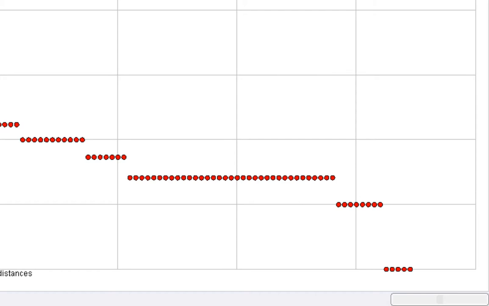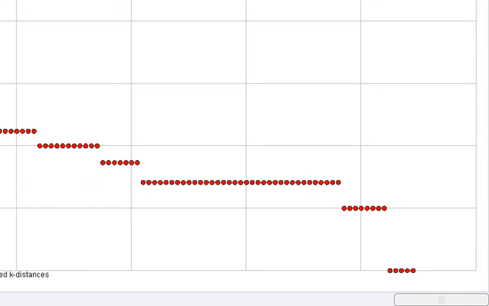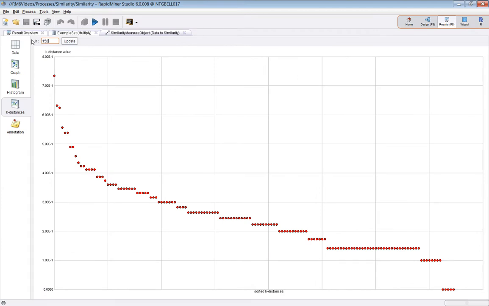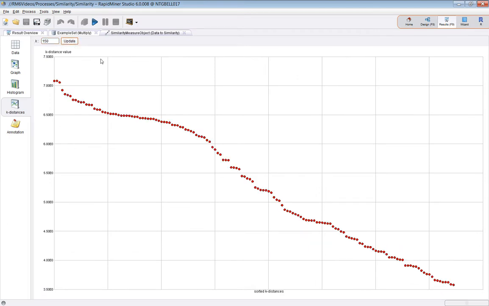So this gives a sense of what the nearest neighbour plot is. If I put this to 150, this is the furthest neighbour, if such a concept exists. And you can see it ranges between 3.5 and 7. So in other words, there are no points beyond 7 distance units away. And I suppose the nearest furthest neighbour is 3.5 units away. Tricky to explain.